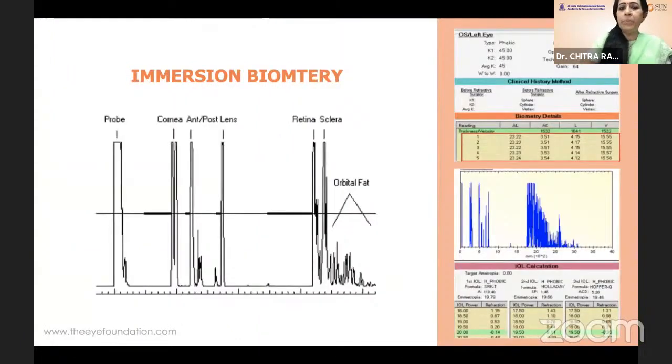If you look at the immersion biometry, what is most important for us to see is that the spikes of the cornea, the anterior and the posterior lens, the retina and sclera should be of nearly equal amplitude, and the standard deviations amongst a few readings should not be more than 0.06. We should not compress the eye, and we should keep our gain lowest at which you get these amplitudes.